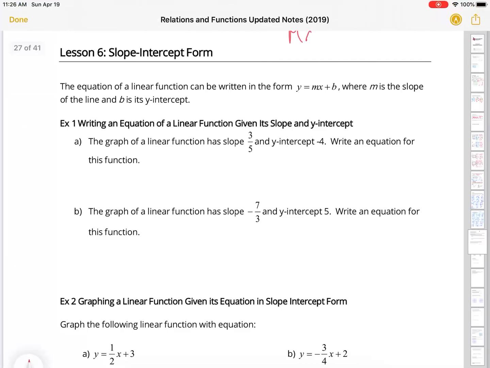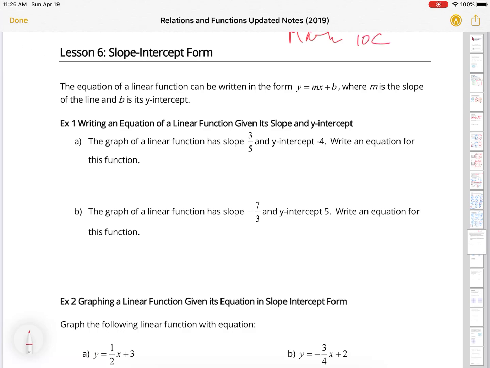Math 10C, Relations and Functions. So we're talking about lesson 6, which is the slope-intercept form of a line. The slope-intercept form of a line is one you're going to see a lot, and it's a very, very useful form of the equation for a line. It's written in the form y equals mx plus b, where m, which we talked about last lesson, is the slope, and b is the y-intercept.